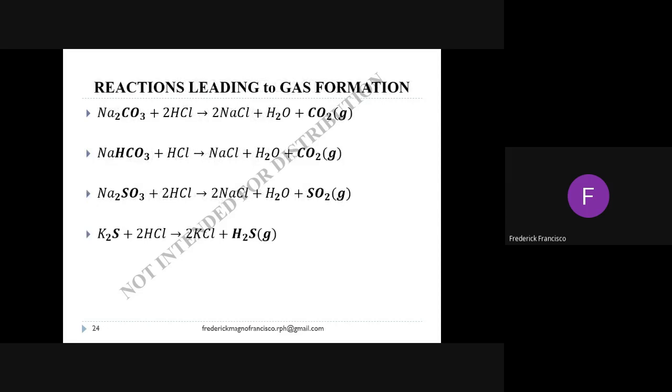Certain salts like carbonates, bicarbonates, sulfites, and sulfides react with acids to form gaseous products. For example, the equation for the reaction between carbonates and acids forms carbon dioxide. Similar reactions involving other mentioned salts form carbon dioxide, sulfur dioxide, as well as hydrogen sulfide.